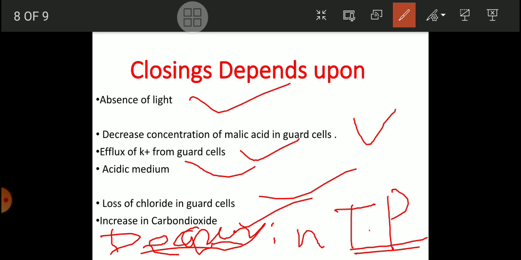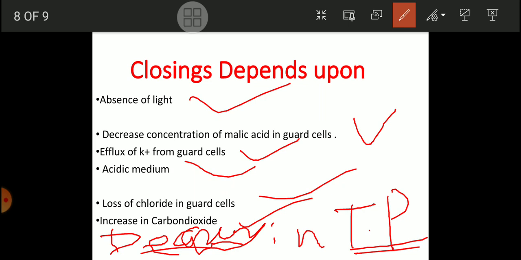K plus ion transport is active; the word active is given there. Already we have seen that energy is required for this process. That's why it is active transport of K plus ion. Actively, that K plus ion comes into the guard cell, and because of that, water from the subsidiary cell again enters the guard cell, increasing the turgor pressure.